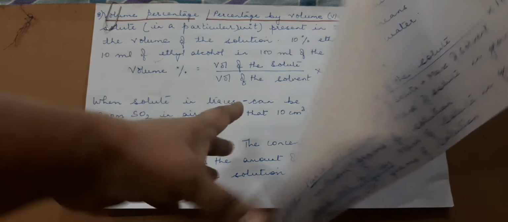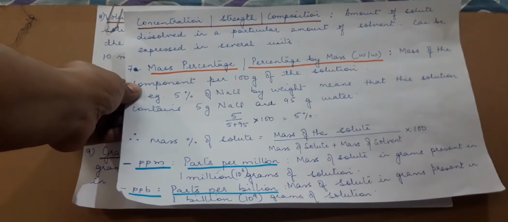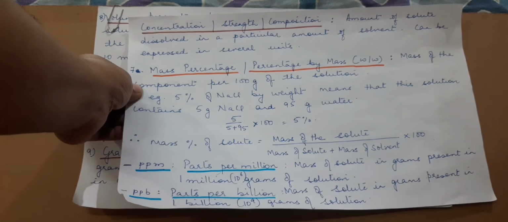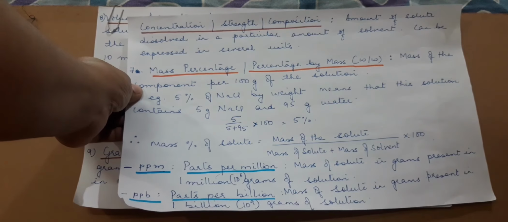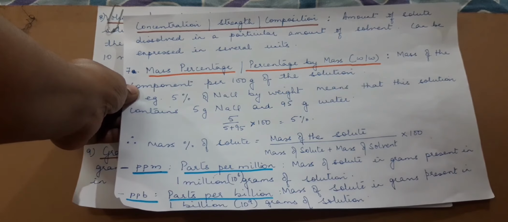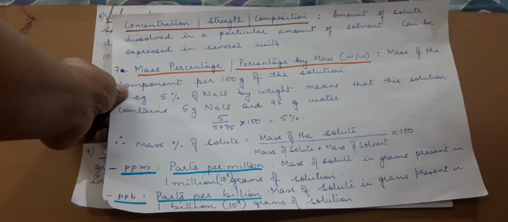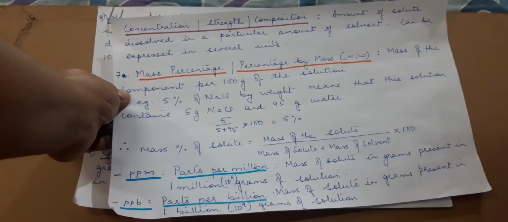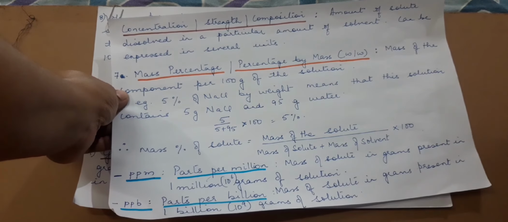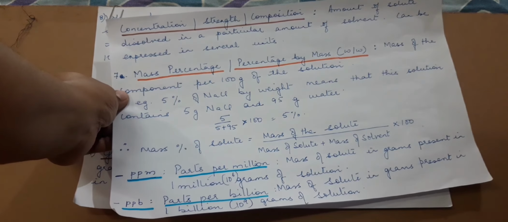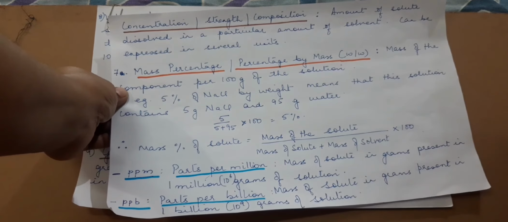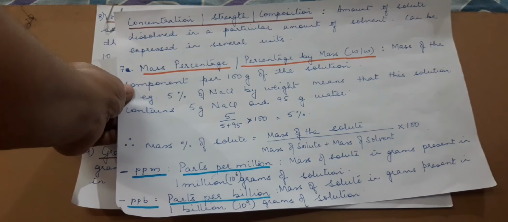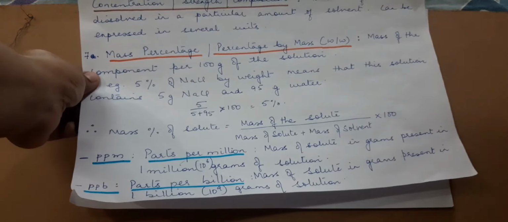So mass percentage is one way in which we can find out the strength of a particular solution. If I say 5% NaCl, or 10% calcium carbonate, I am talking in terms of weight. Then 5 grams of NaCl is in 100 grams of the solution. That means if 5 gram is NaCl, then 100 minus 5, 95 would be the solvent. Here it is water. So we say 95 gram of water and 5 gram of NaCl. In terms of percentage, we say 5% of NaCl. So that is mass percentage.